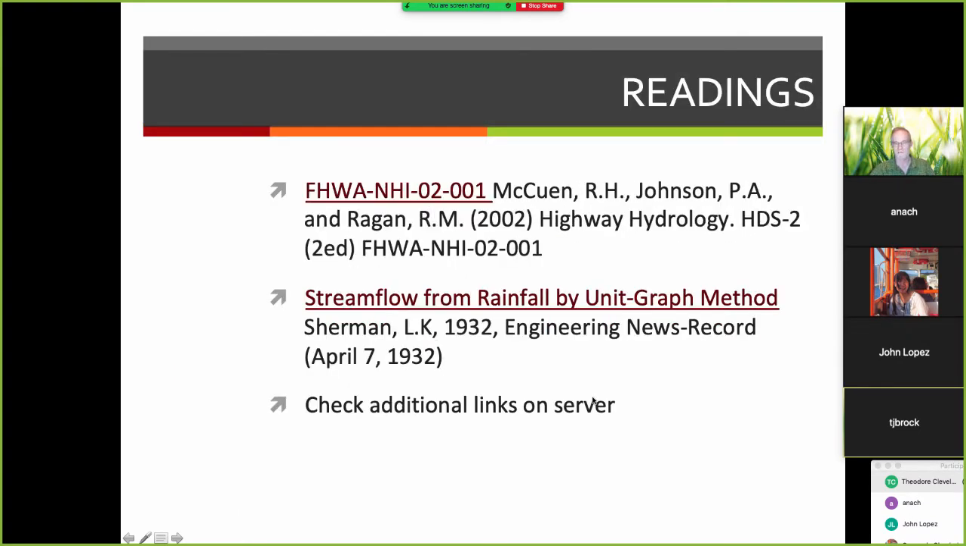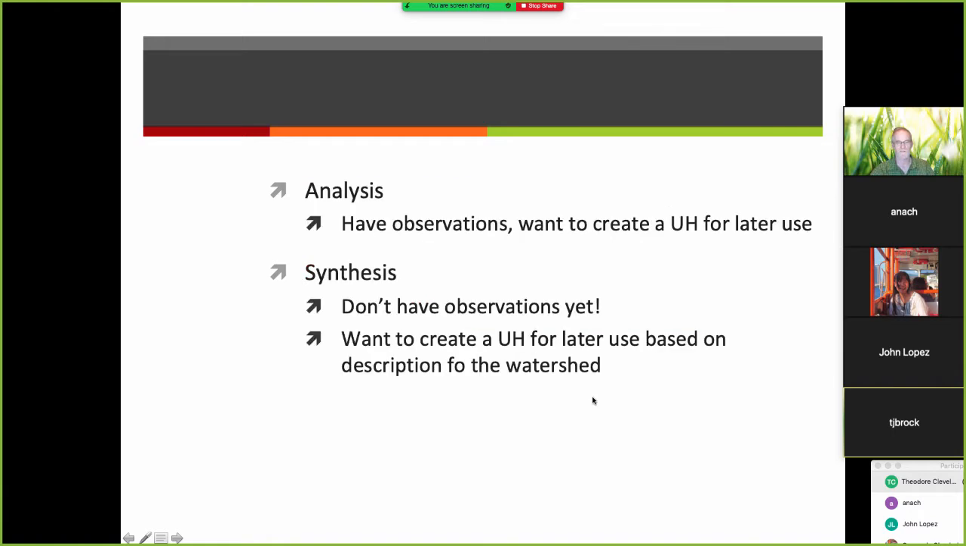So the readings are pretty much the same ones as before. The difference between analysis and synthesis are shown here in these bullet items. If we're doing analysis, it means we have observations, and we want to create a unit hydrograph for later use. So we'll focus on that first today. Then we'll get on to synthesis.